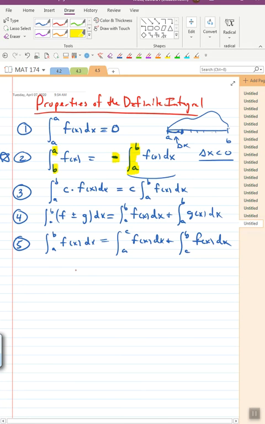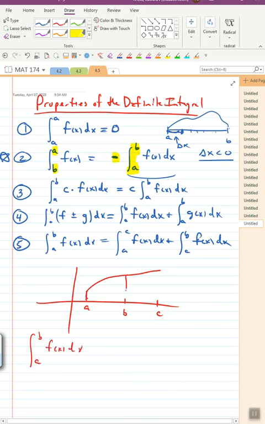Question. Let's go back to this picture. Let's say A is here. Let's say B is here. Let's say C is here. Which means integral from A to B is this part, right? You would just subtract it. Yeah, that's right.